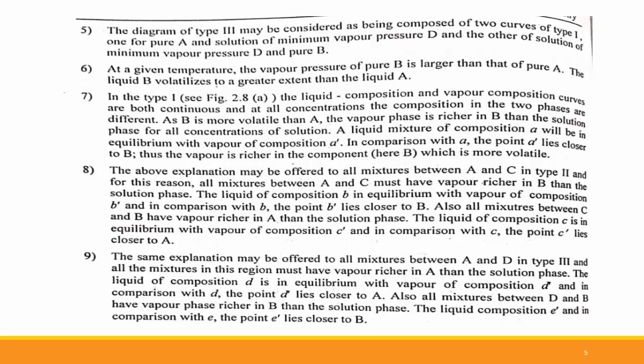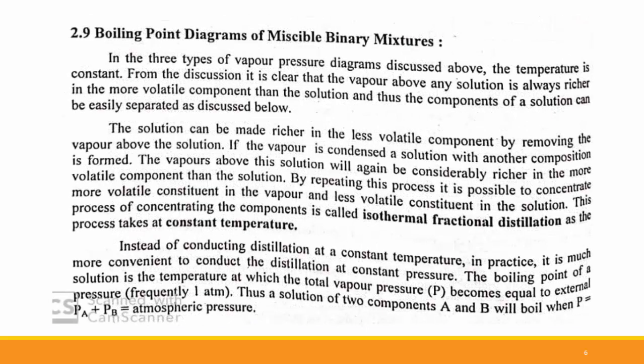So we can see the vapor pressure curves are very important, where the liquid composition and the vapor composition meet at point C and point D for the two different components. Now let me discuss boiling point diagrams of miscible binary mixtures.